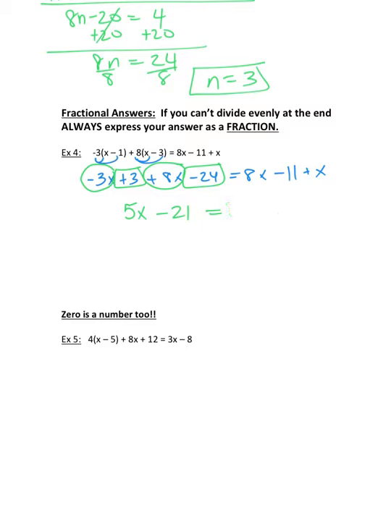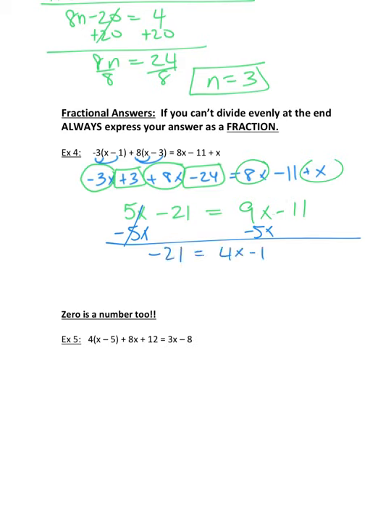I can combine 8x and x to give us 9x minus 11. And now I will try to get x's on one side. I will subtract 5x. That'll give me negative 21 equals 4x minus 11. I will add 11. That gives me negative 10 equals 4x. So this is the part where you get here and you go, wait a minute, where's my calculator?